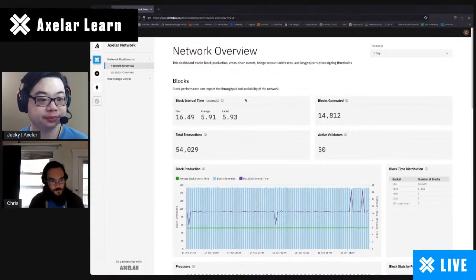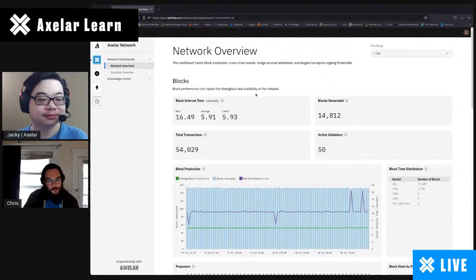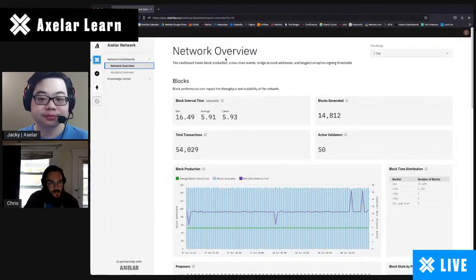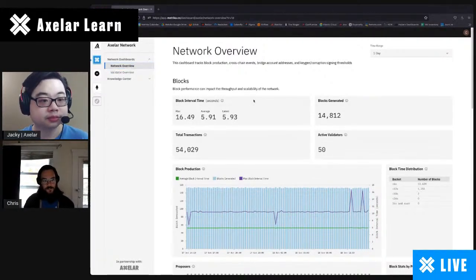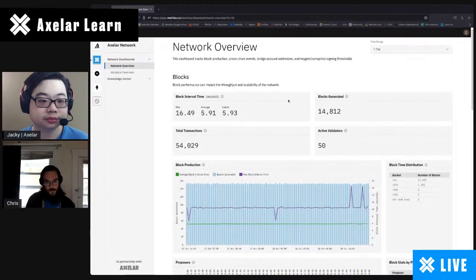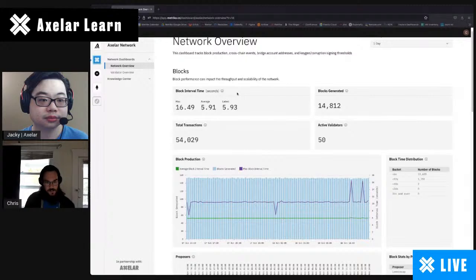Yeah, sure thing. Thanks for the intro, Jackie. So what we have here are the Axelar dashboards on the Metrika platform. What we're looking at right now is the network overview. The purpose of the network overview is to give you a sense of high-level network health and activity on the Axelar network. At the top here, we can see some statistics relating to block production, which gives you a sense of how the network is progressing and how quickly it's creating blocks.